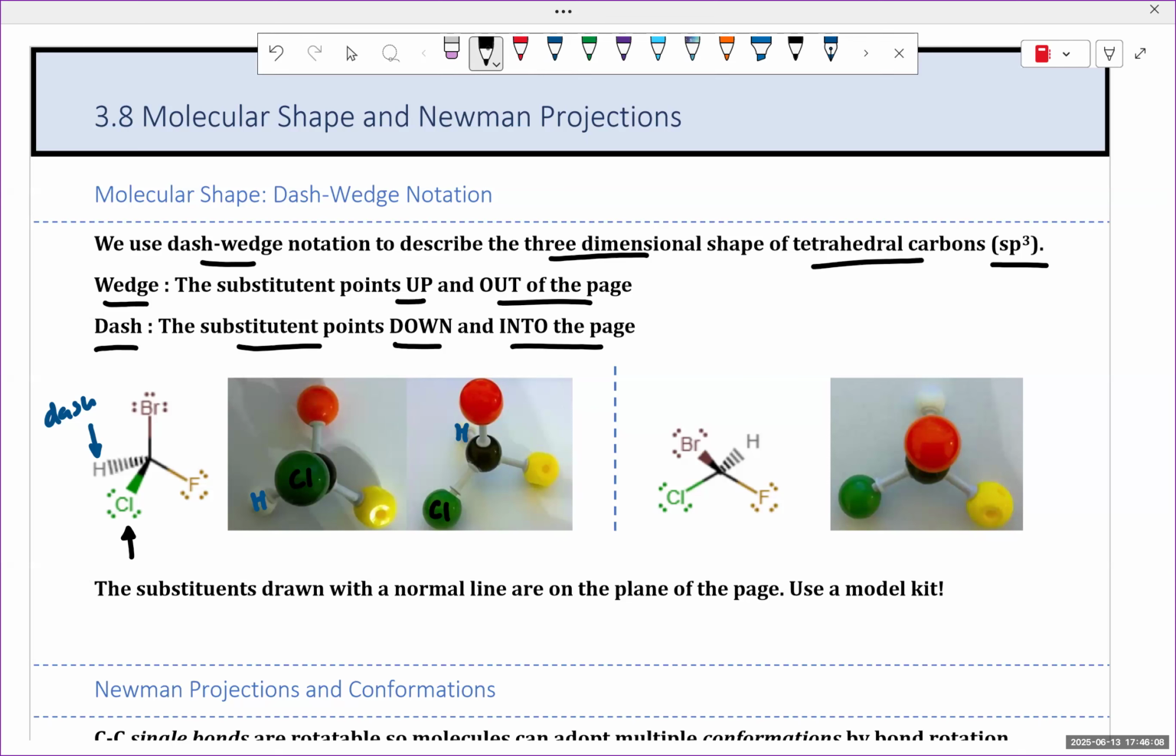Another perspective here is, in this case, as we see, the bromine has a wedge, and as you can see from the three-dimensional model, this sphere, which corresponds to the bromine atom, is pointing right towards us. The hydrogen, which has a dash, is further in the back, pointing away from us. Anything with a normal straight line is considered part of the plane of the page. So you can consider it like the chlorine and fluorine are drawn perfectly flat on the page.